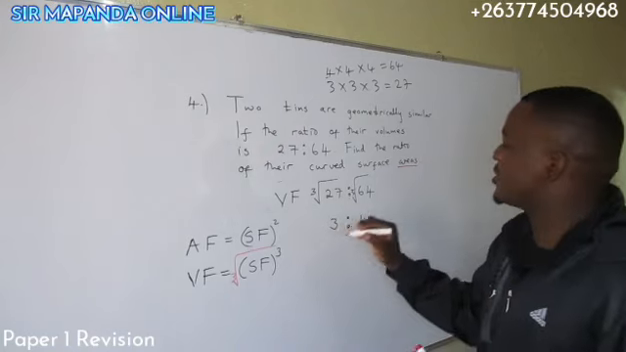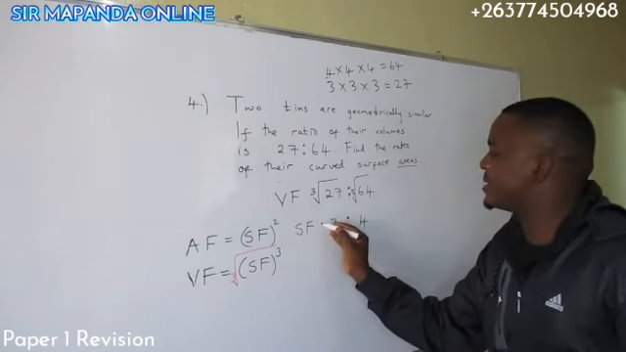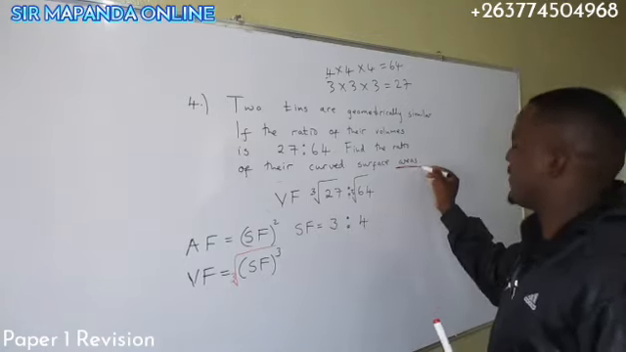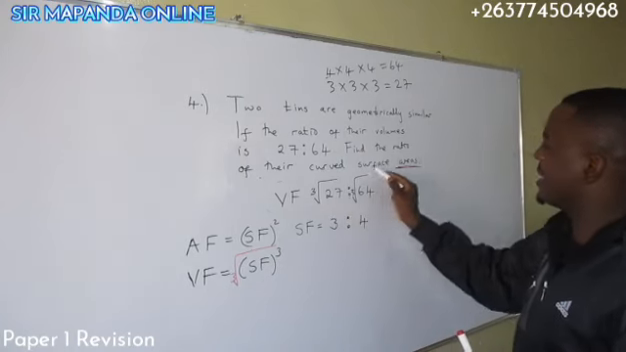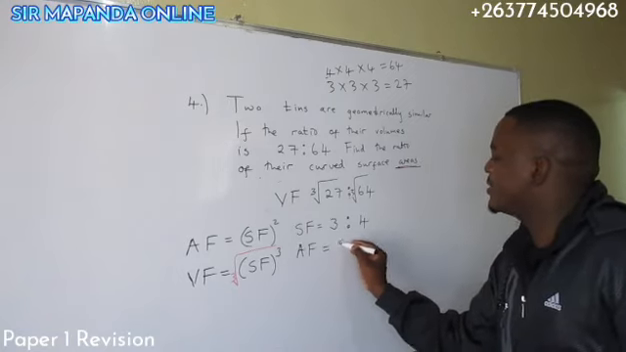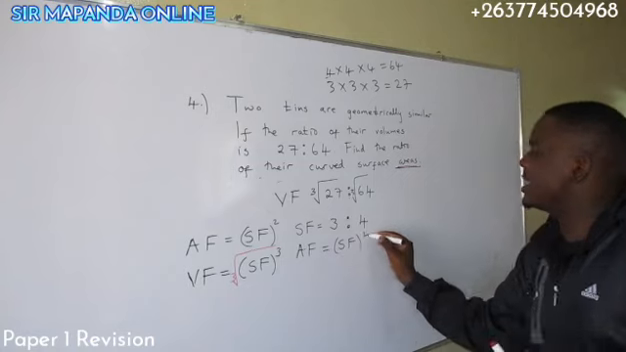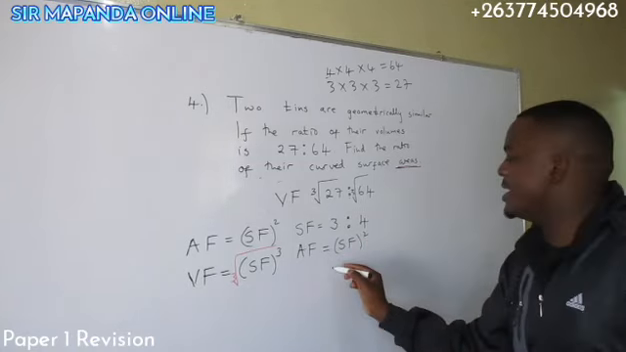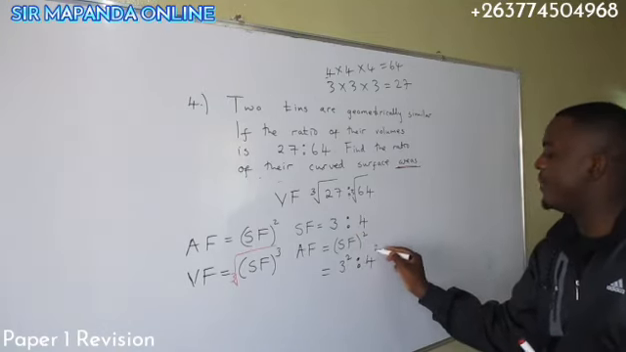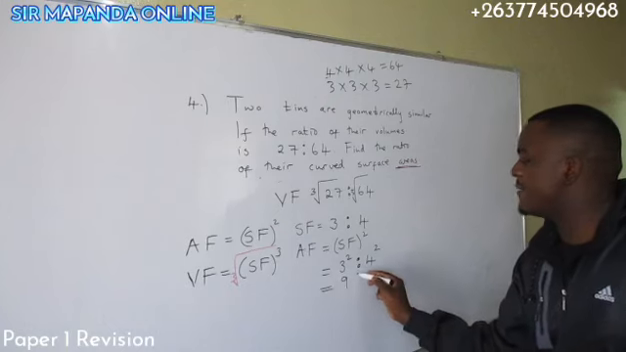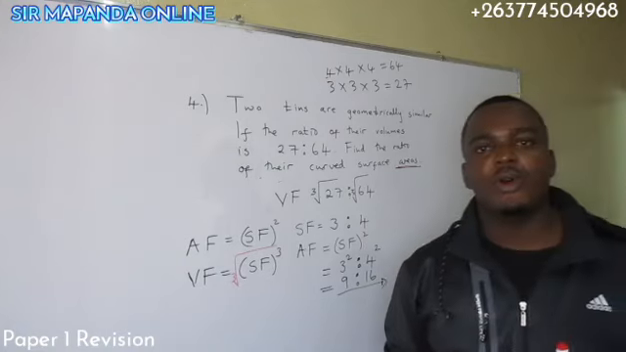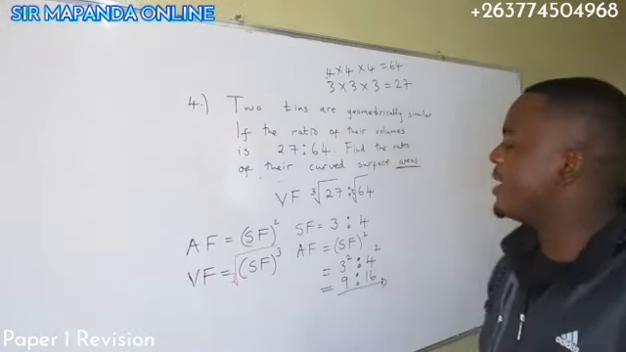So 3 is to 4 is not your final answer, but 3 is to 4 represents what you call the scale factor. The required is the area factor, which is the ratio of their curved surface area. So for someone to find the area factor, you need to take the scale factor and raise it by power 2. It means I'm going to raise 3 by power 2 and I'm going to raise 4 by power 2. 3 squared you get 9, 4 squared you get 16. So 9 is to 16 is the ratio of areas. I hope you are listening, class.